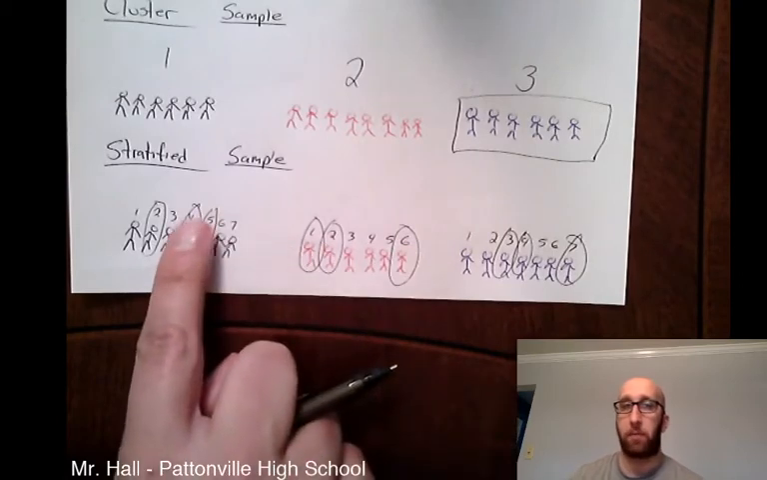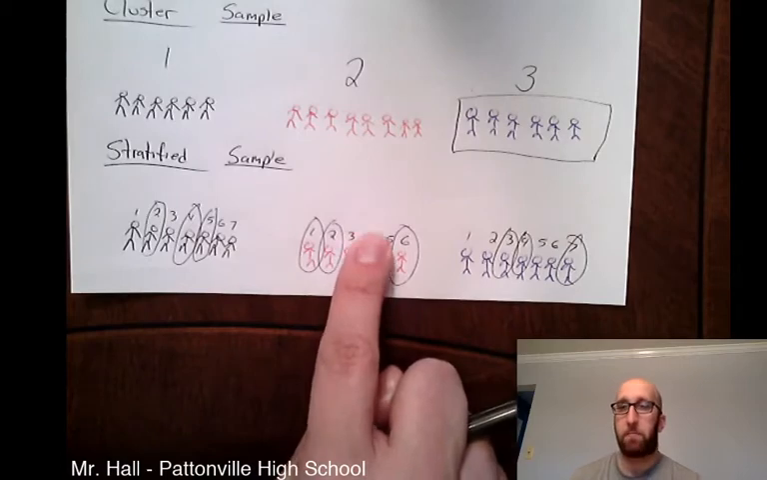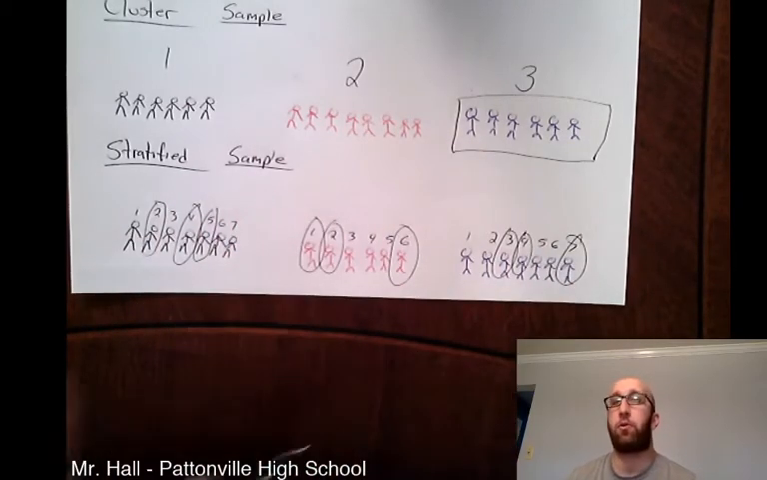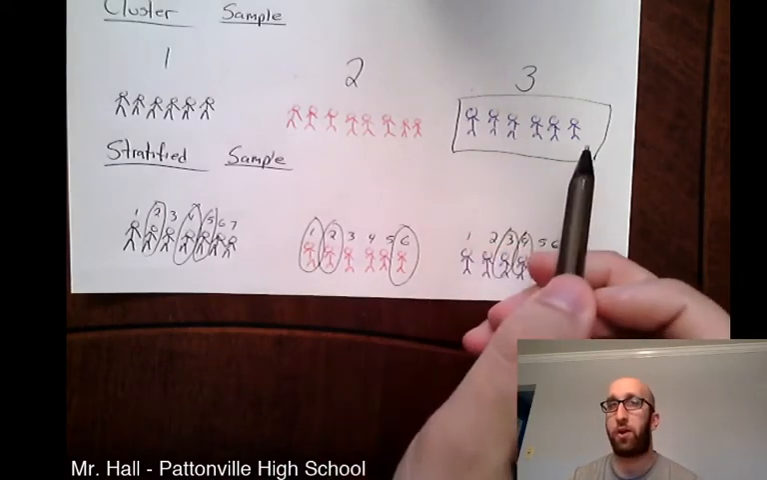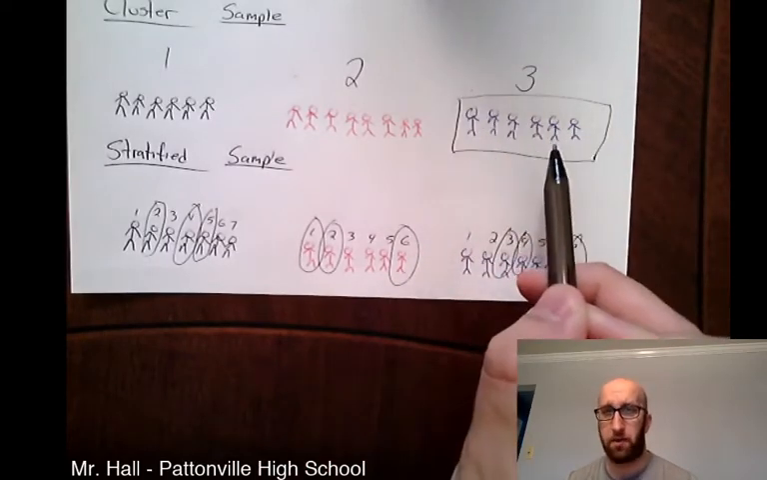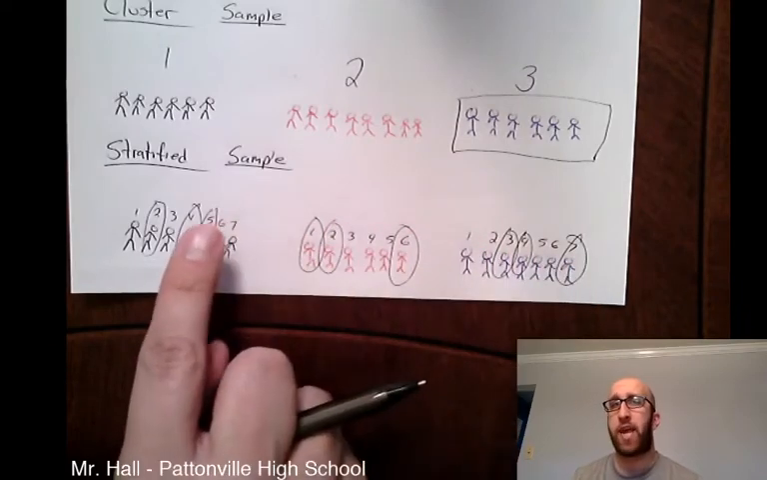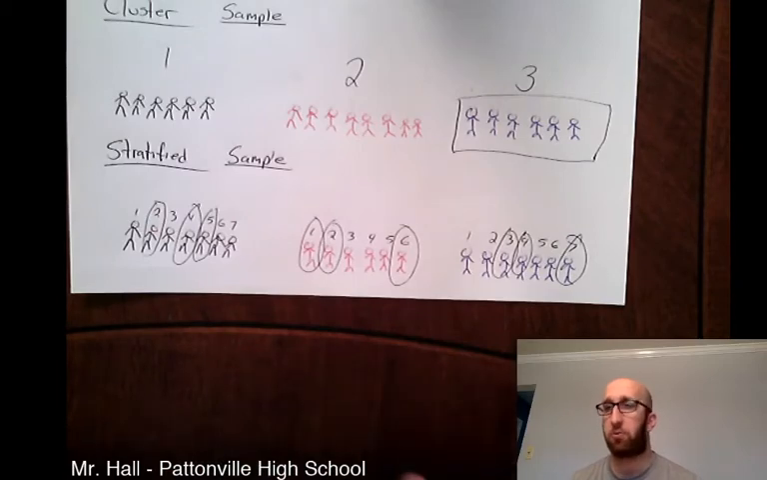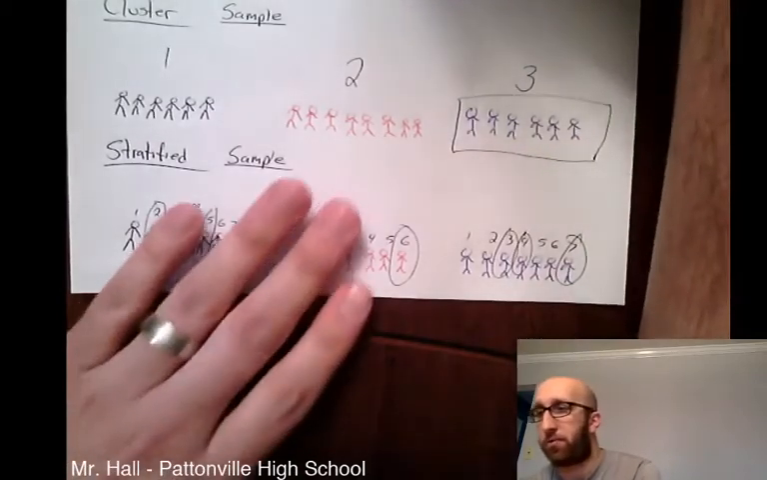So I take the random people selected from the first group, plus the random people selected from the second group, plus the random people selected from the third group, and all together they're going to make my greater sample. Okay, so a cluster sample is going to still break up into groups, but take the entire group. A stratified sample breaks up into groups as well, but you take a random sample inside of every single group. Okay, so these are very, very tough to tell the difference between.